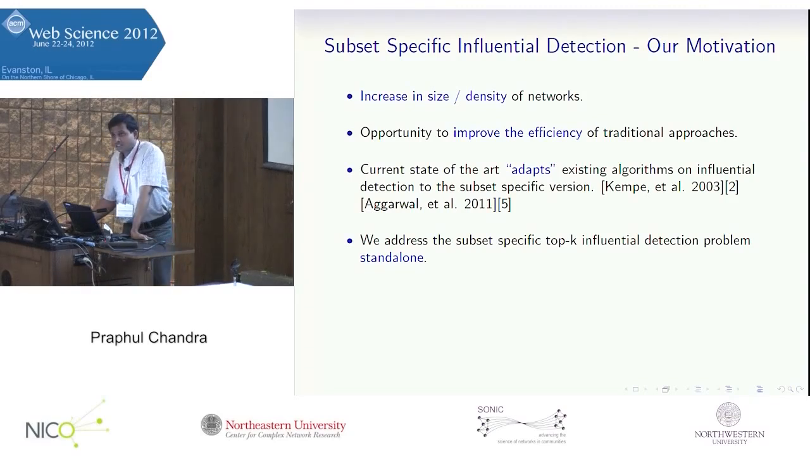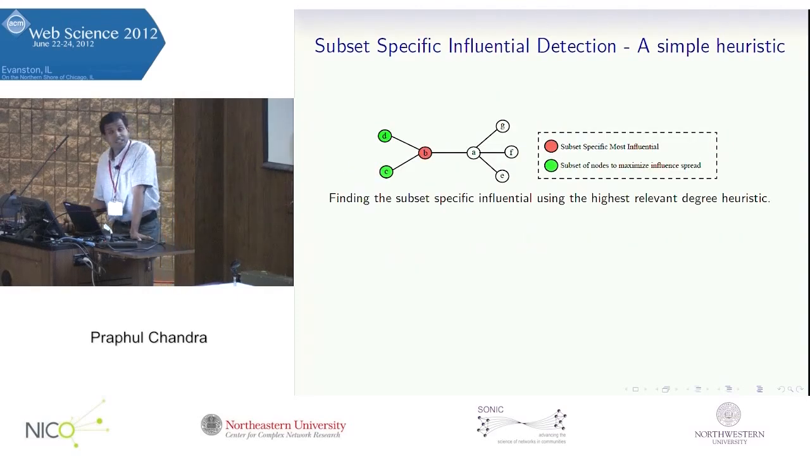The current state of the art, although it talks about this problem as a subtle variation of the influential detection problem, just uses the existing algorithms adapted to the subset-specific version, and I would talk about the adapted versions as well. Like in the general case, even in this subset-specific version, you could just use the simple heuristic where you find the node with the highest relevant degree instead of the highest degree.